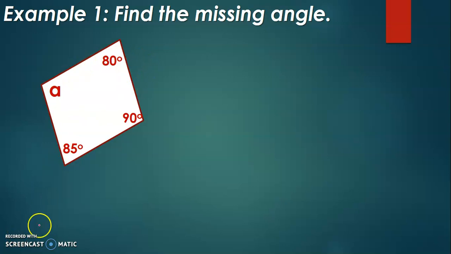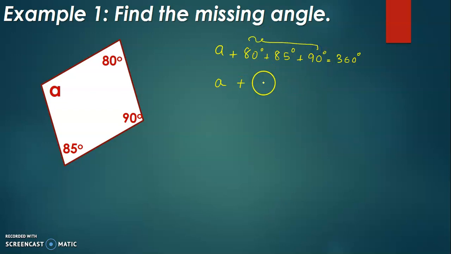Our first example over here is just a basic quadrilateral. And so I'm going to start forming my equation, which is A plus 80 degrees plus 85 degrees plus 90 degrees would give me 360 degrees. So now I am going to be adding all these three up first. So that would give me 255 degrees. Then I get 360 degrees on this side.